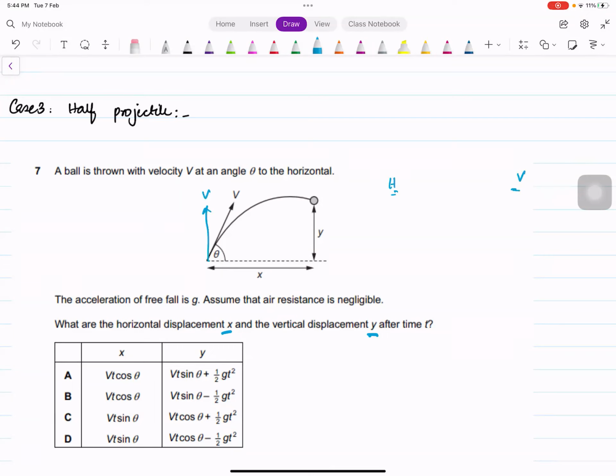This is v, and this is, sorry, v sine theta. This is v cosine theta. So we need v cosine theta. This is x, and this is t. SUVAT. The vertical displacement is y. Initial velocity v sine theta.